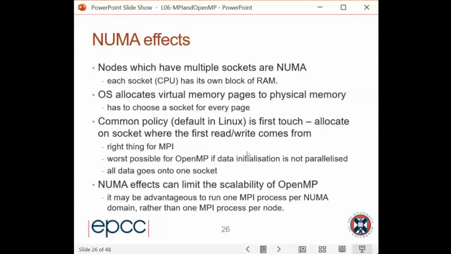So NUMA effects can limit the scalability of OpenMP, and it's a technical reason, but in fact you would not expect your hybrid MPI OpenMP code to scale beyond the NUMA region. That is very difficult. So on ARCHER2 you would expect the scalability of your OpenMP section to be limited at 16. You may be lucky. It may be advantageous to run one MPI process per NUMA region rather than one MPI process per node.